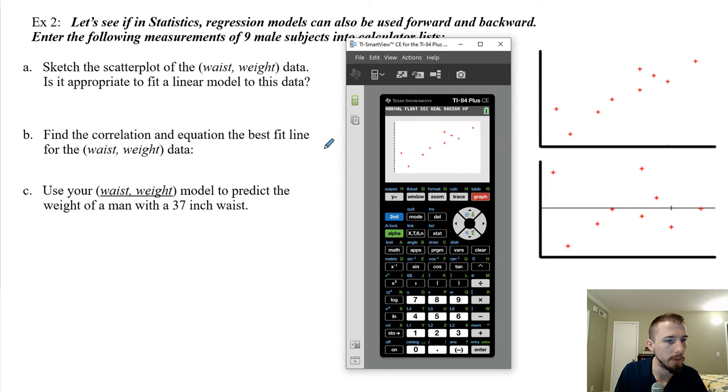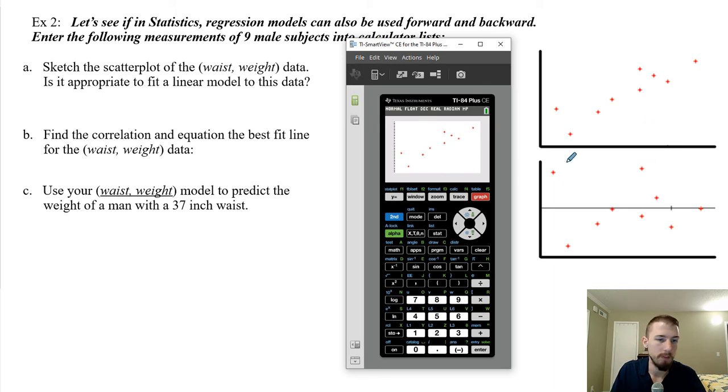Then the next thing we want to do is ask, is it appropriate to fit a linear model? So does it look linear? Yes, it does look linear. Do we have outliers? Not that I can tell. And then lastly, are we dealing with quantitative data? So is it actually appropriate to do a scatter plot in the first place? Yes. So we're good on all of these. It does not look like it's curved. It's actually linear. It doesn't look like we have any outliers, and we're dealing with quantitative data, so we're fine.